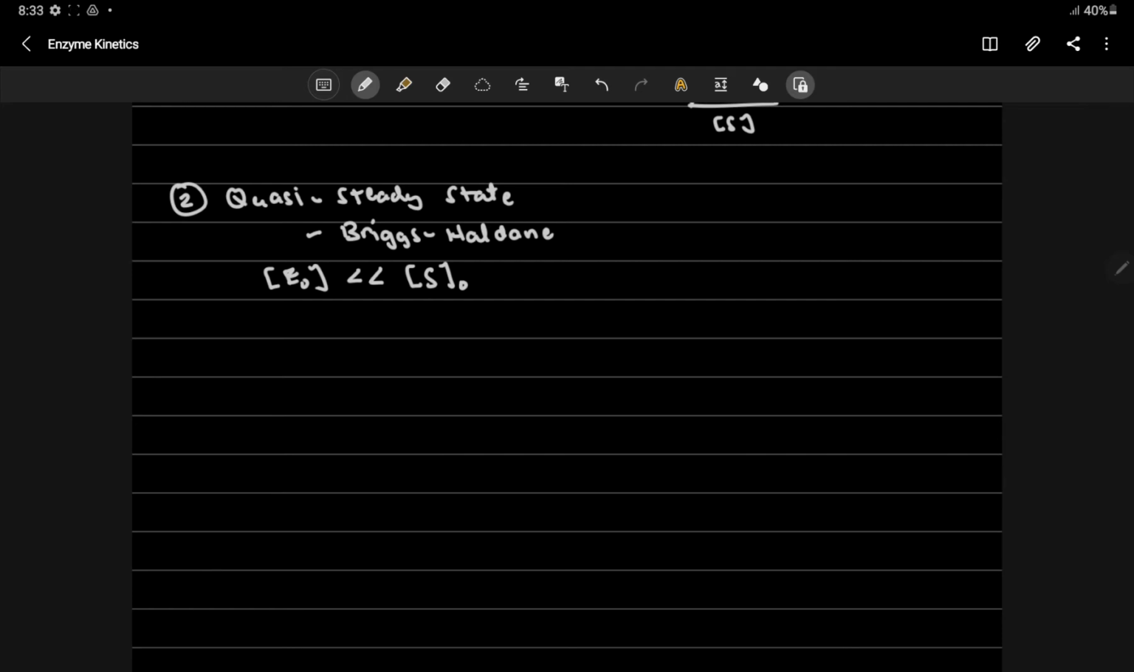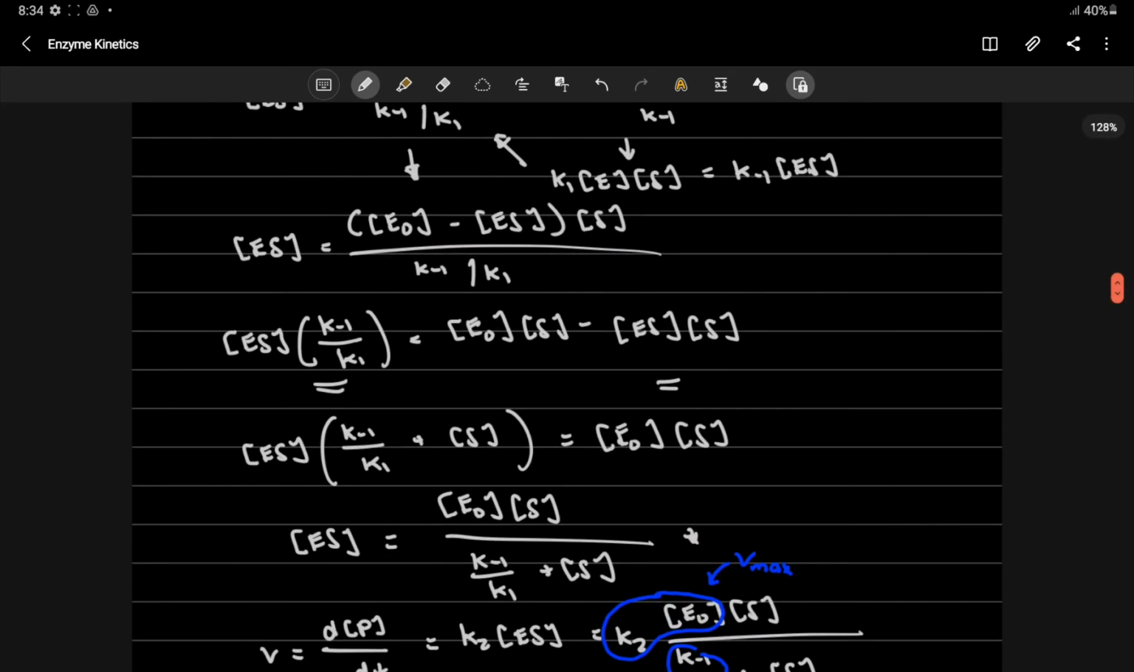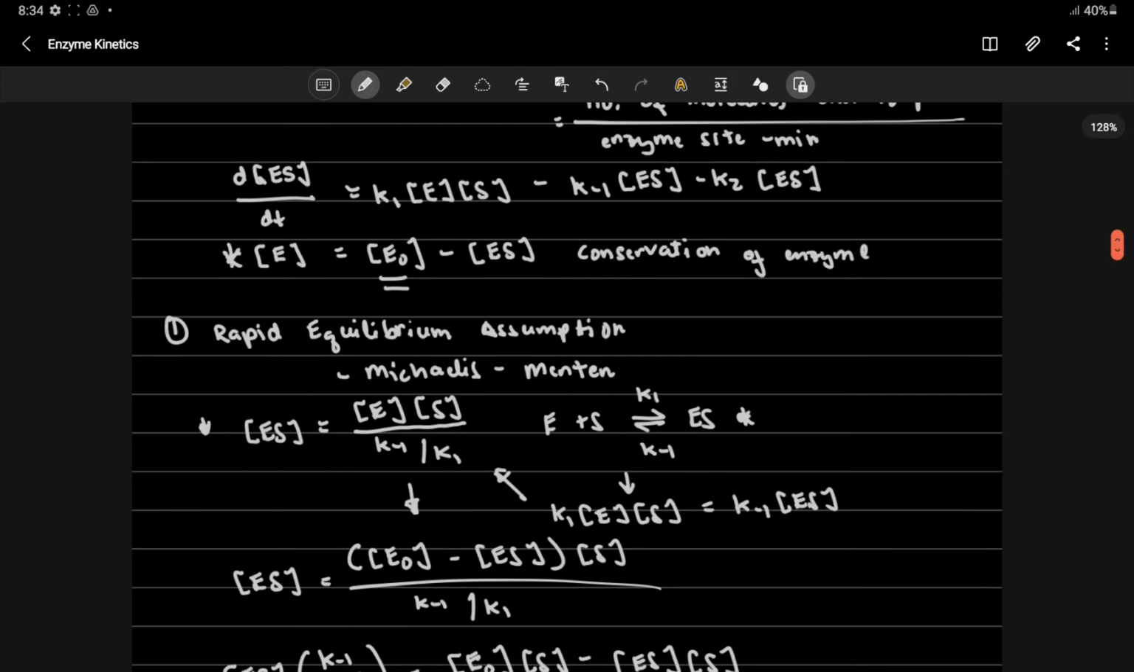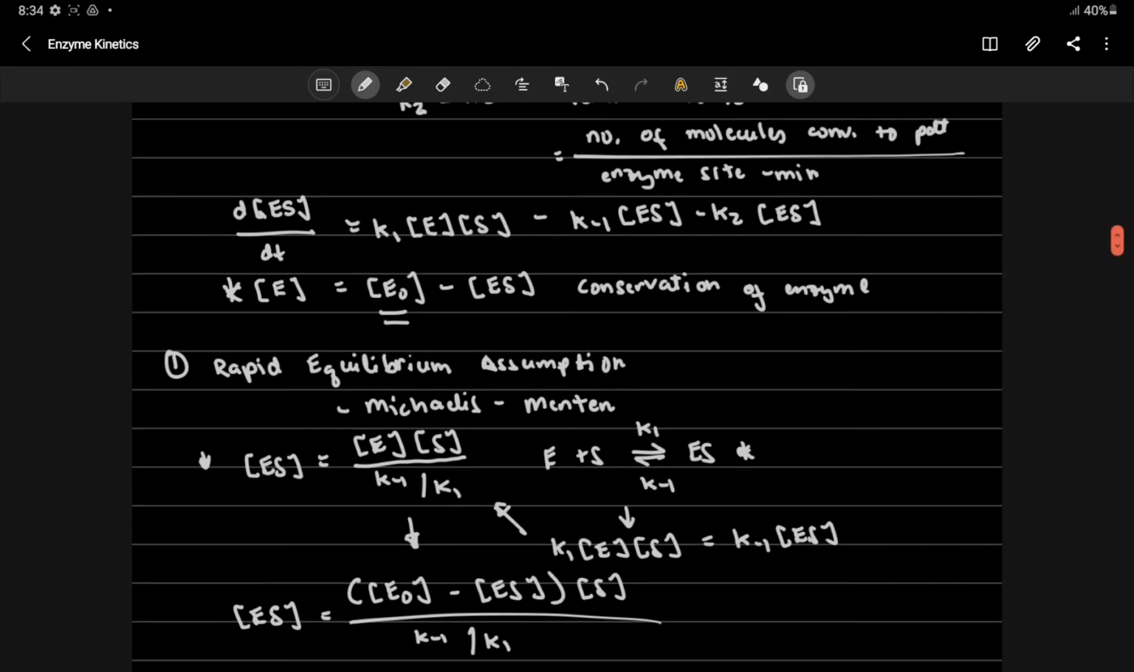What is the implication of that? The implication is that the change in the enzyme substrate complex with time is equal to 0 or approximately equal to 0. That is why it is called quasi-steady state. There is no accumulation of enzyme substrate concentration. So, if we go back to the equation above, which is this one.